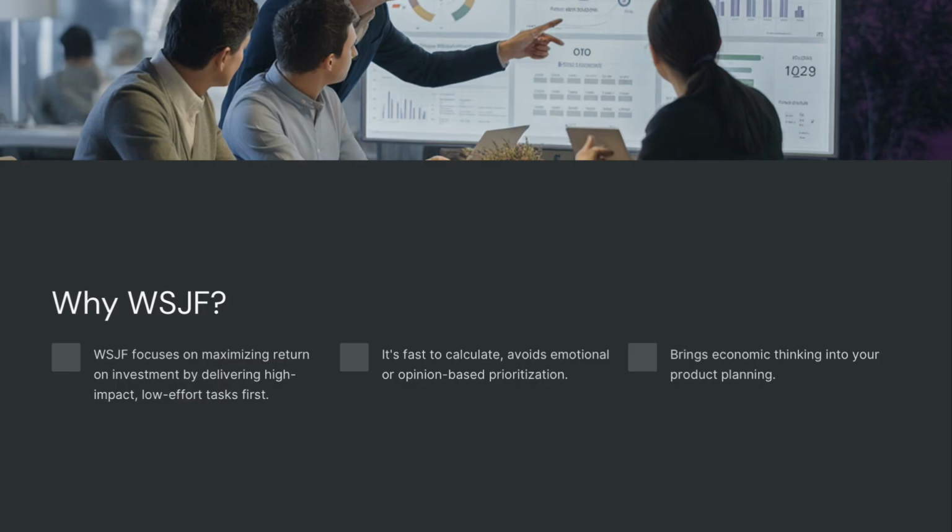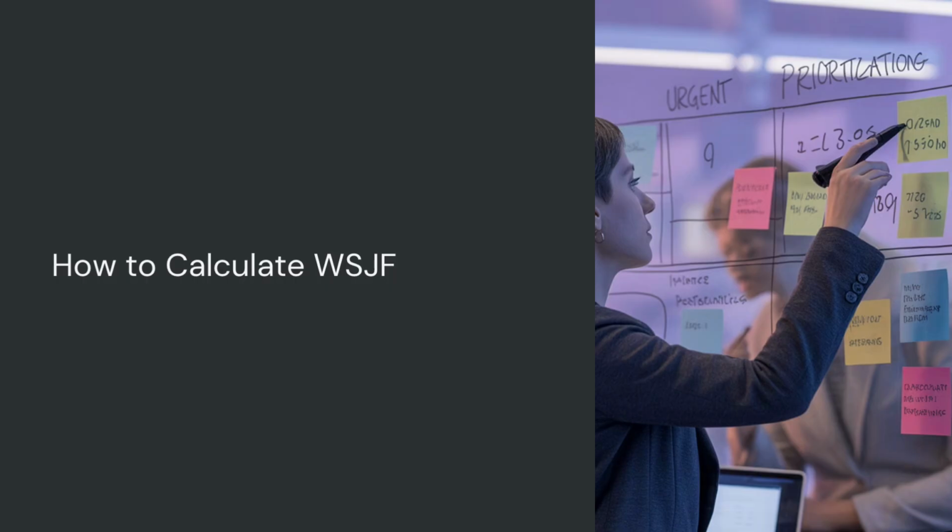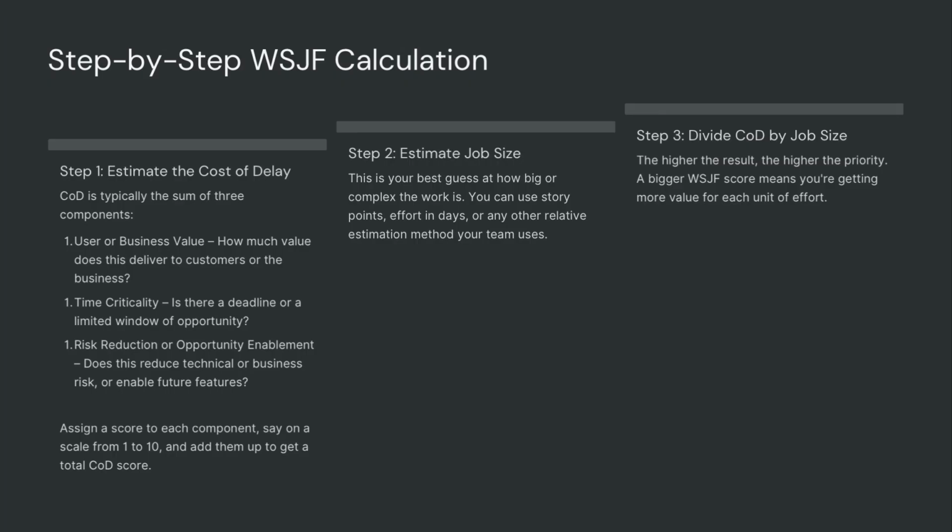Okay, we've got the why and the bits of the formula, but the practical question is, how do I actually do this? Where do you start with the calculation? Let's say step one, estimating that cost of delay. Right, estimating COD. Usually you break it down into three parts and score them relatively. First, there's user or business value. Pretty straightforward. How much value does this thing deliver? More revenue, better retention, market share.